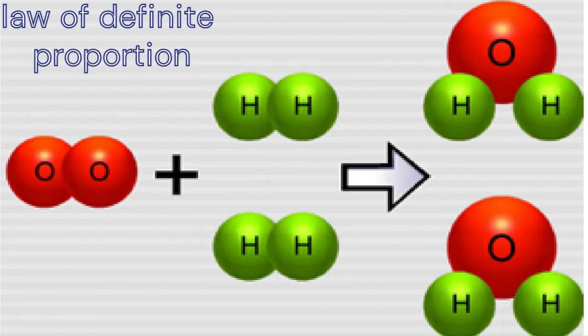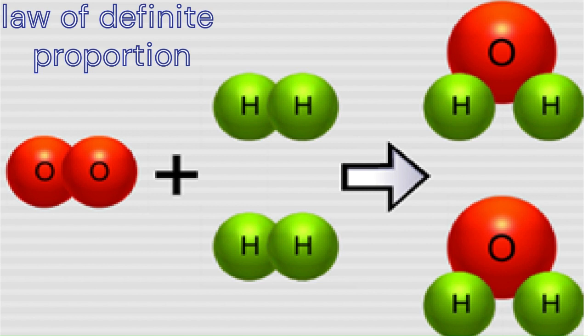Law 2, Law of Definite Proportions. The second law of chemical combination is the law of definite proportions, which states that the composition of a pure compound is always the same, regardless of its source or how it was prepared. This law means that the elements in a compound are always present in fixed proportions by mass.